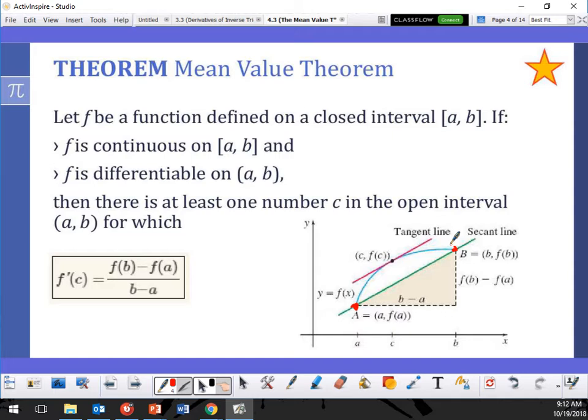This one right here, I'm going to set it equal to the what? Say slope of the secant line. So this one's going to be set equal to the slope of the secant line. Okay, so now, again, same information. Has to be continuous, has to be differentiable. There has to be at least one number c in the open interval from which that it's equal to the slope.